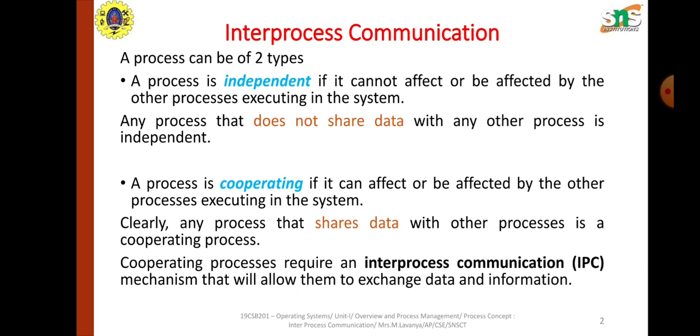A process is called cooperative when it shares the data with other process while executing in the system. And the cooperative process can affect the other process while executing in the system. These are the major two categories of a process.